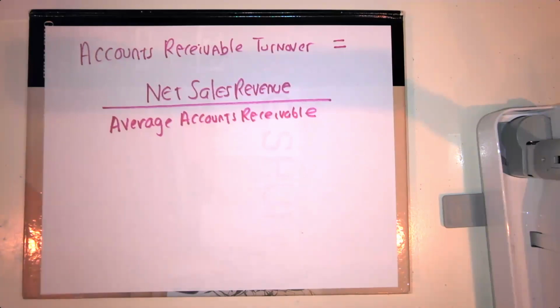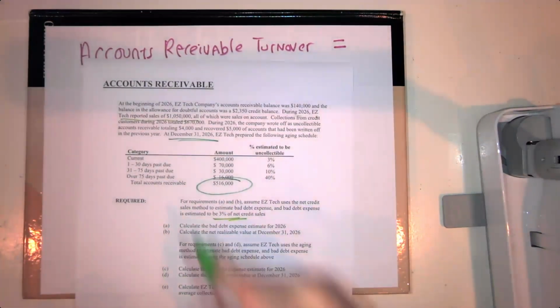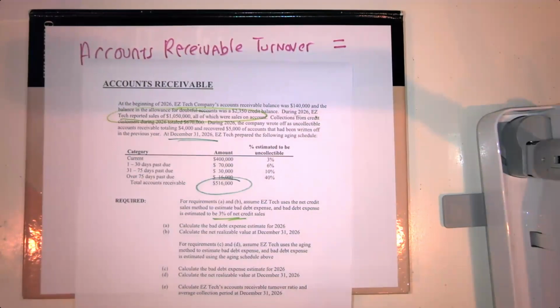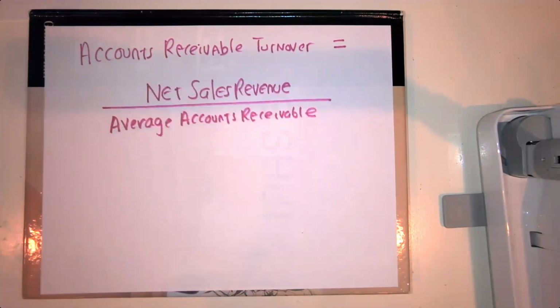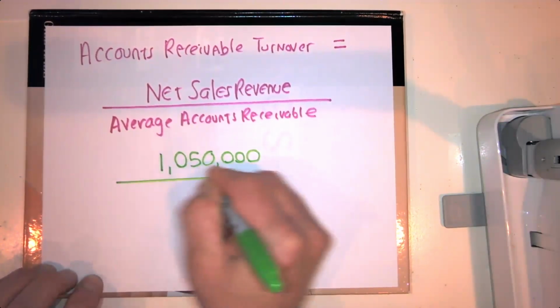Can somebody give it a shot? Preferably a new voice. What number belongs in the numerator of this equation? 1,050,000. Good job, Dominic. We are told in our problem that they had sales all on account, $1,050,000. So our net sales revenue for the year is $1,050,000.